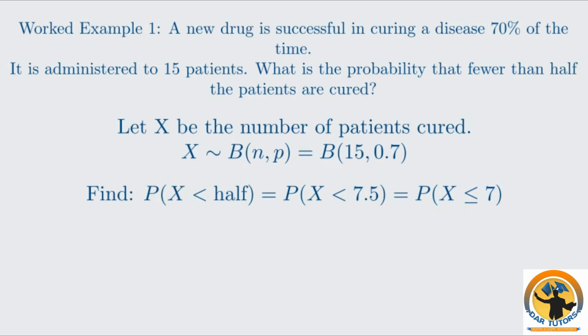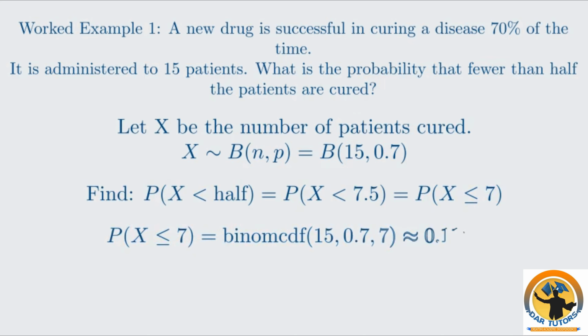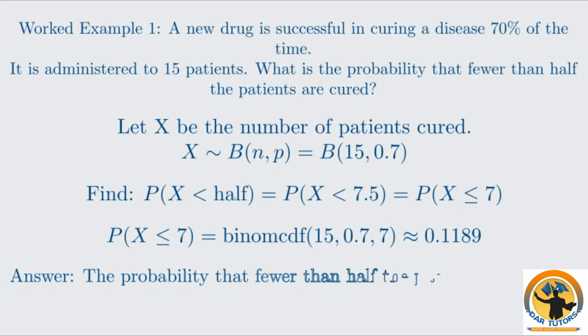This is a job for our calculator's CDF function. Using binomCDF with n = 15, p = 0.7, and x = 7, we get a result of approximately 0.1089. Therefore, there is about an 11% chance that fewer than half the patients will be cured by the new drug. Remember to show your work like this on the exam.